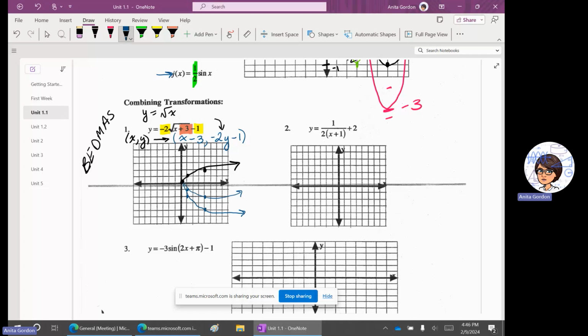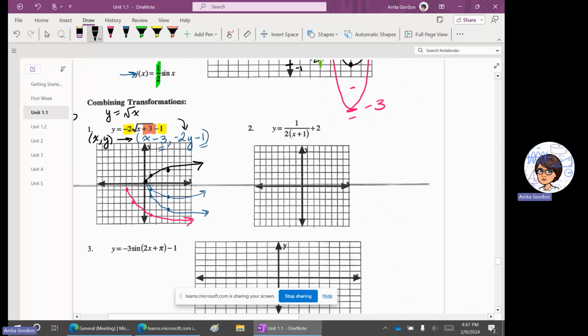Now I can move it left and right. I'm going to take all my points and move them left 3, down 1. So my final graph is going to look like this. Here is my graph. So the black is the original, the red is the final, and the blue is just me mapping it out. All right.